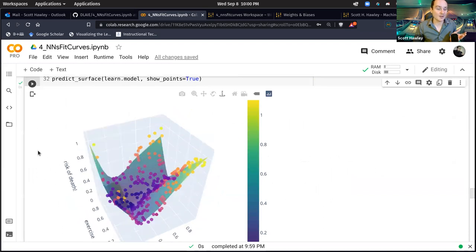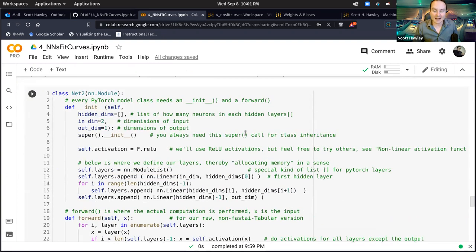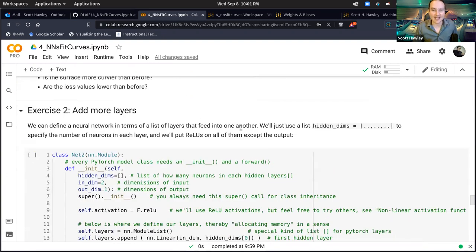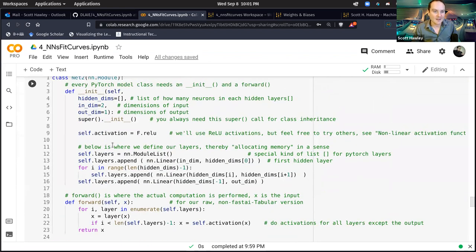So I'm not going to do every single other thing here. Exercise two is add more layers. What I did is make a list. Instead of hidden dims being one number for a single hidden layer, now we're going to make a list called hidden dims where each number is the dimension of that hidden layer. So we can pass in, like, 40, 40, 40 neurons, three hidden layers of 40 neurons feeding into each other. And then this is our model now.